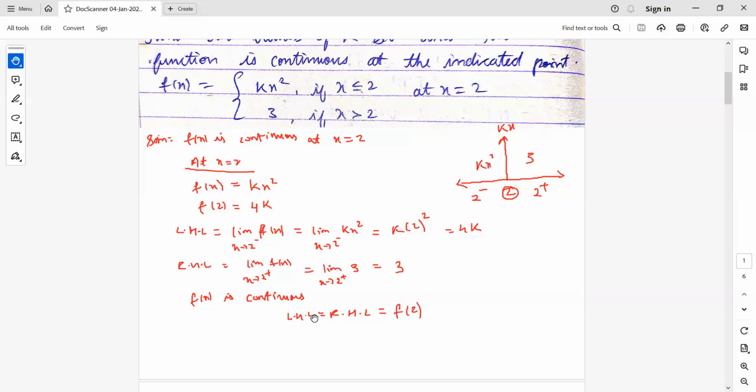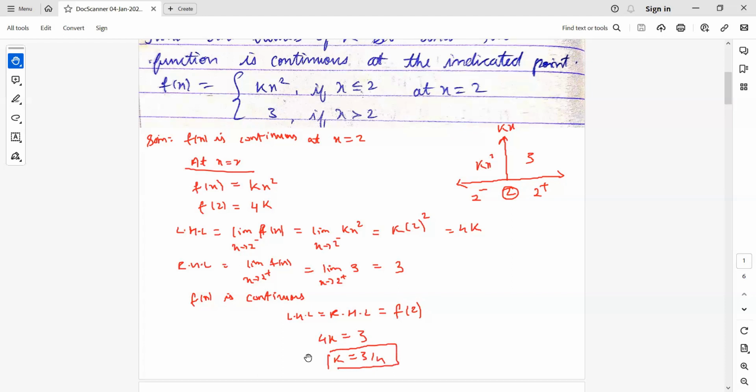Okay, so take any two values here. f of 2 value is 4k, LHL is also equal to 4k, and RHL is equal to 3. So take any two unequal values, that is non-repetitive values. 4k is repeated here, so take only 4k once. So 4k will be equal to 3, and k will be equal to 3 by 4. So the value of k will be equal to 3 by 4.